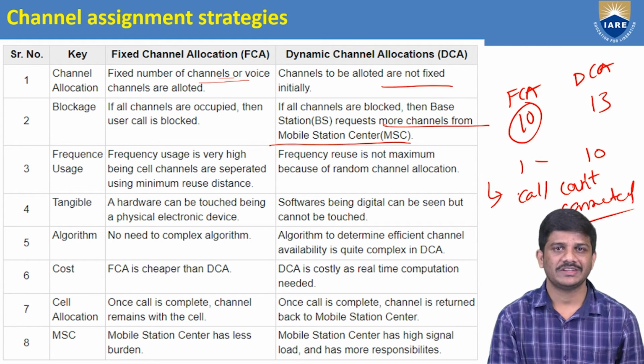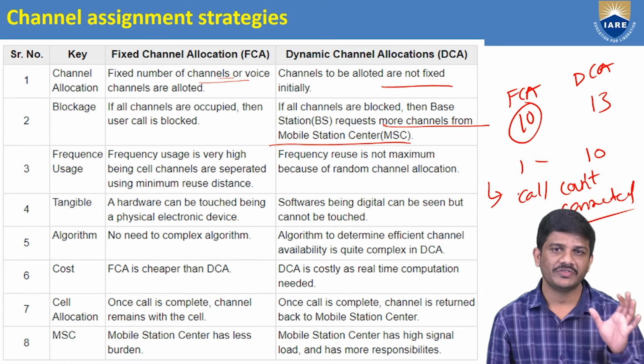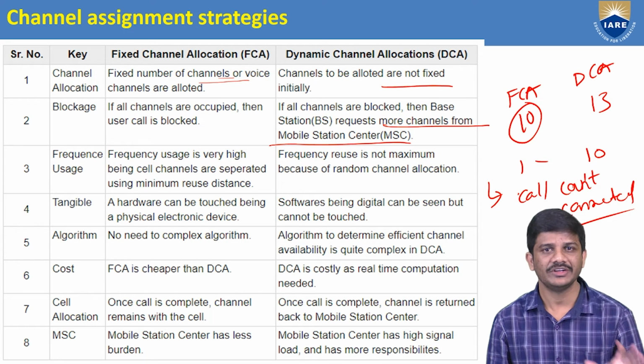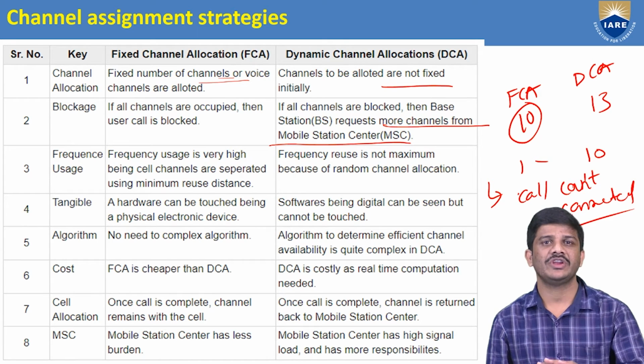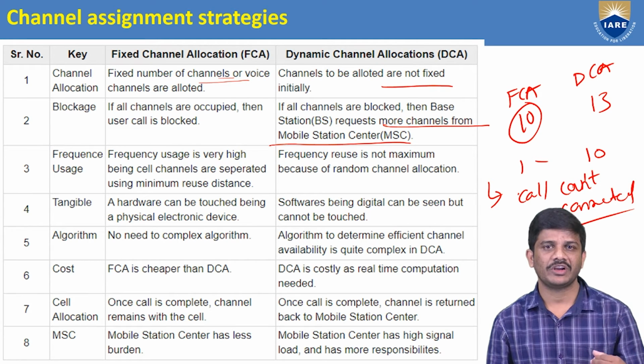What is the fixed channel assignment strategy? What is the dynamic channel assignment strategy? If you go for the fixed channel assignment strategy, what will happen? If all the channels are occupied, there is no conversation. There is no chance. What indication will come? Network error, or otherwise call cannot be completed. An indication will come to our mobile phone.